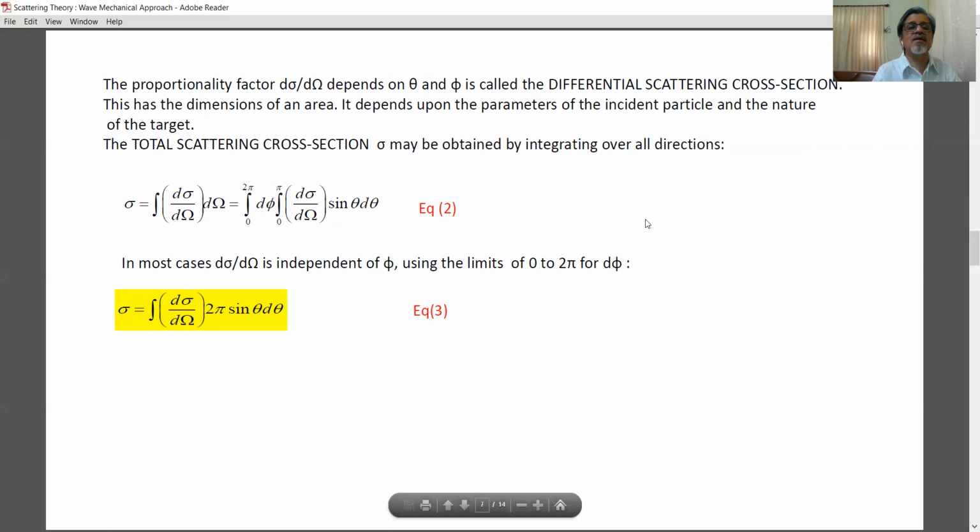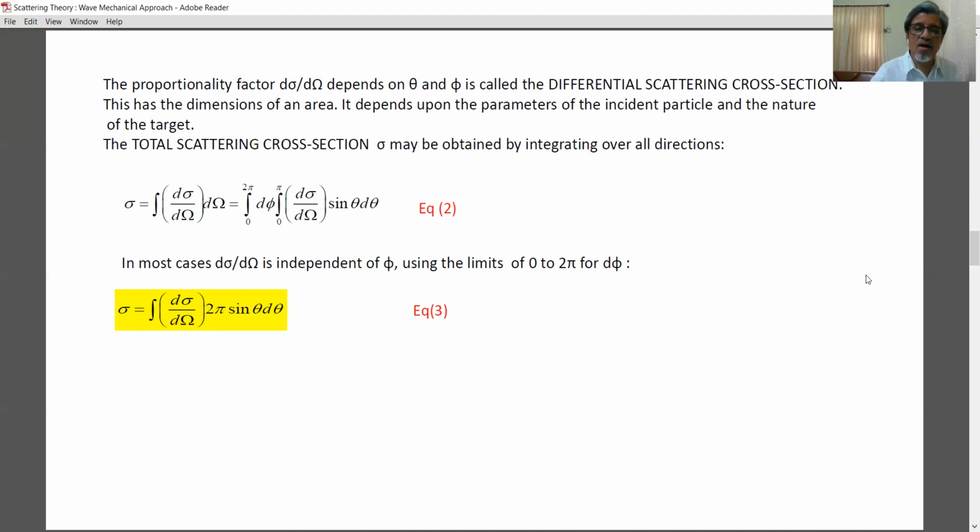Now we come to the total scattering cross section. Total scattering cross section sigma may be obtained by integrating over all directions. So sigma is equal to the integral of d sigma by d omega, taking all the directions. Now we use 0 to 2 pi for d phi, and 0 to pi of d sigma by d omega sine theta d theta. Now in most of the cases, d sigma by d omega is independent of phi. And if we put the full limit 0 to 2 pi in this integral, then we can write sigma is equal to the integral of d sigma by d omega, 2 pi sine theta d theta, and we name it as equation number 3.